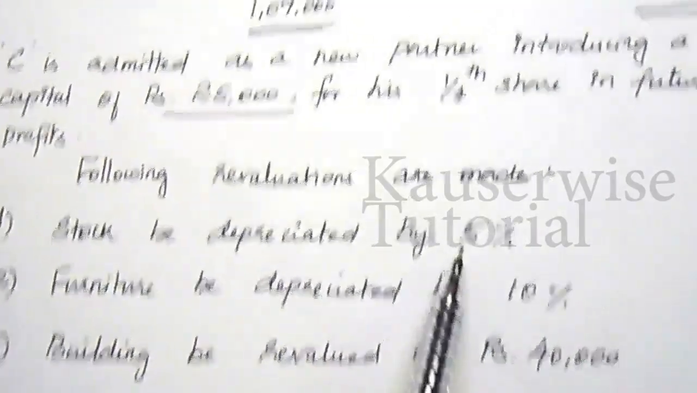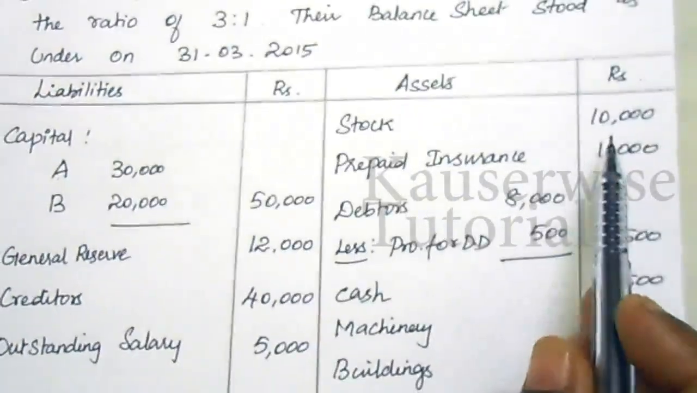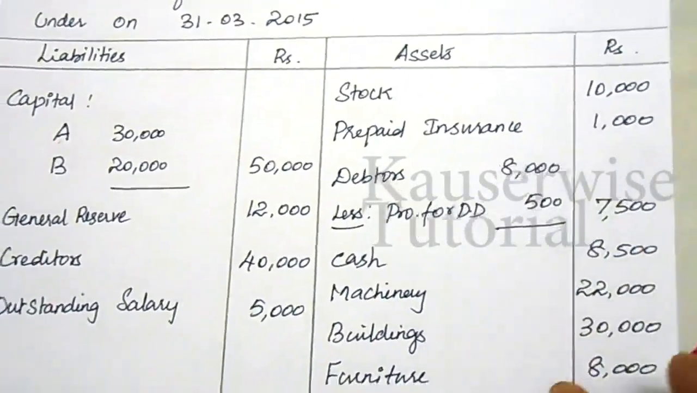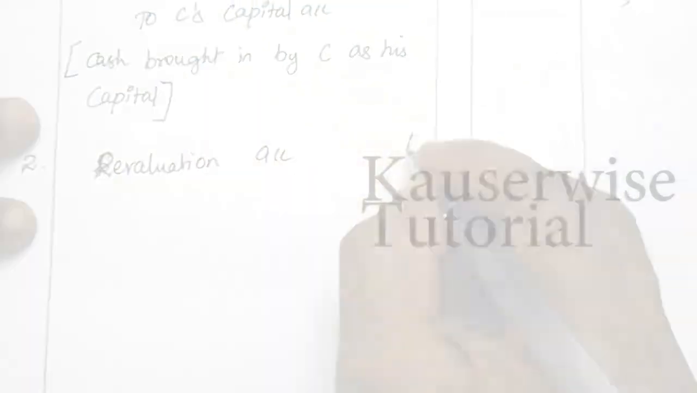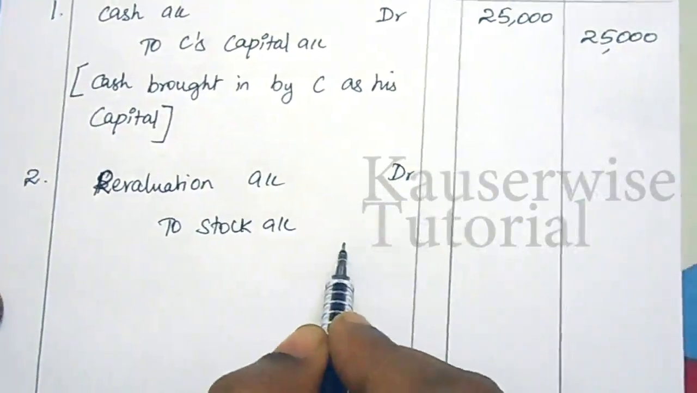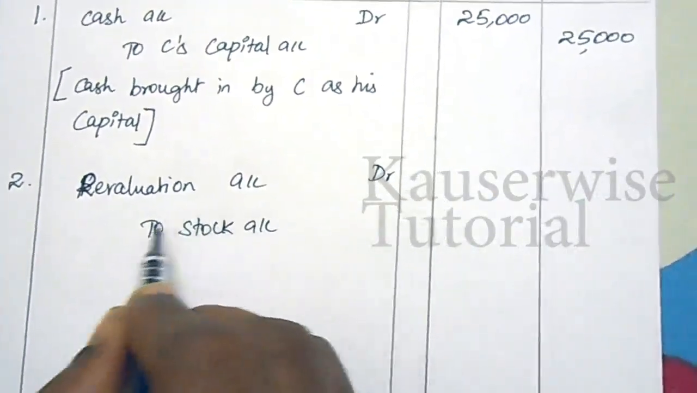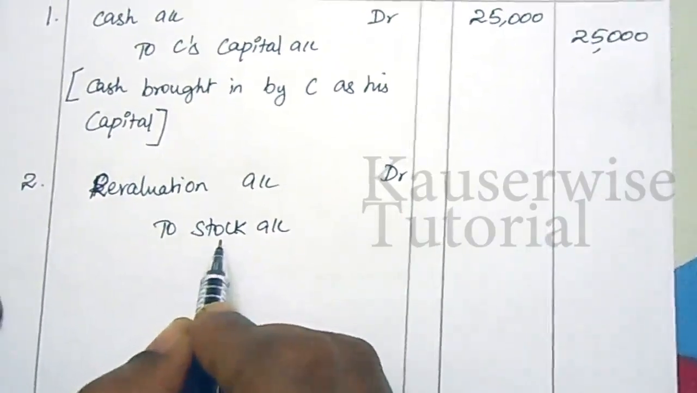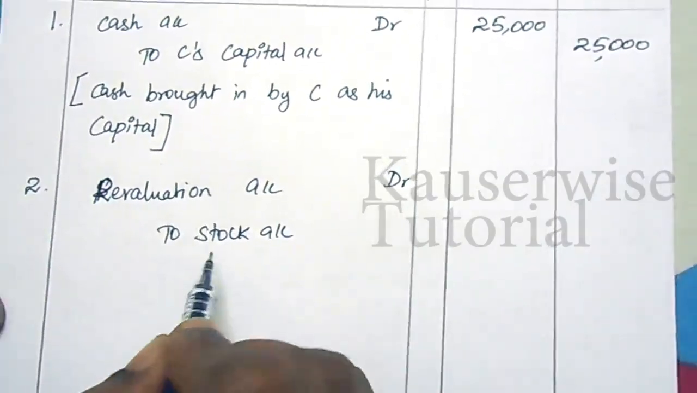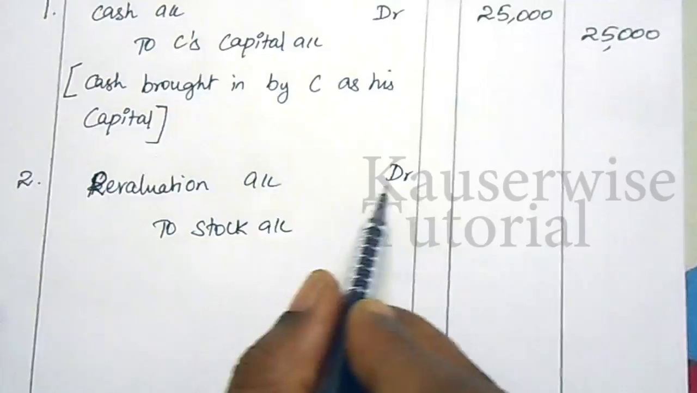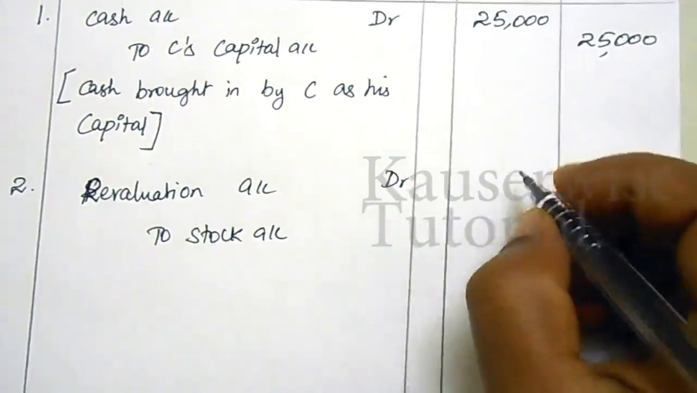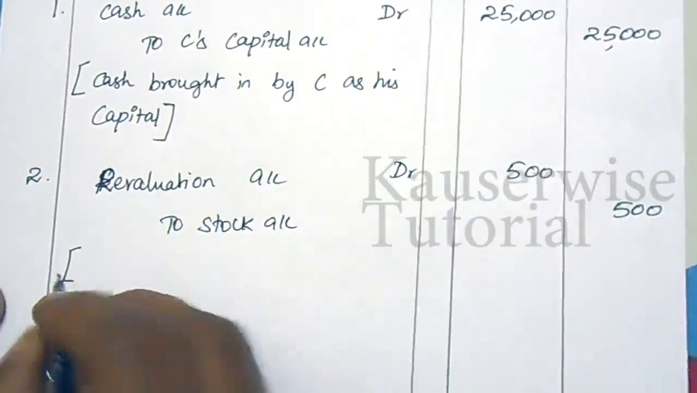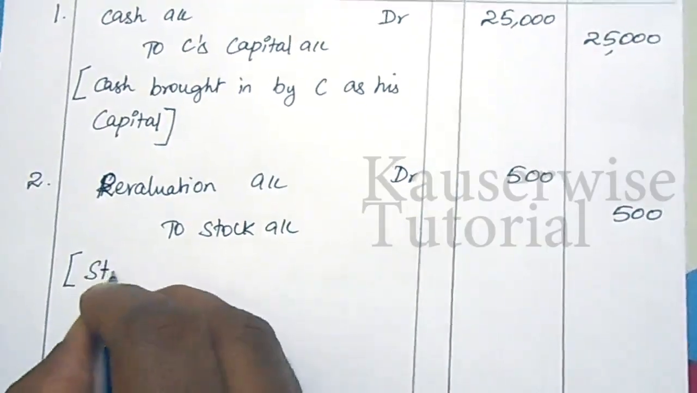Look at the balance sheet. Stock is 10,000, and the 5% decrease on 10,000 is 500. Entry: Revaluation account debit to stock account. When the value of an asset decreases, just credit the asset account, as an asset always shows a debit balance. So the entry is revaluation account debit to stock account. How much? 500. Narration: Stock depreciated at 5%.